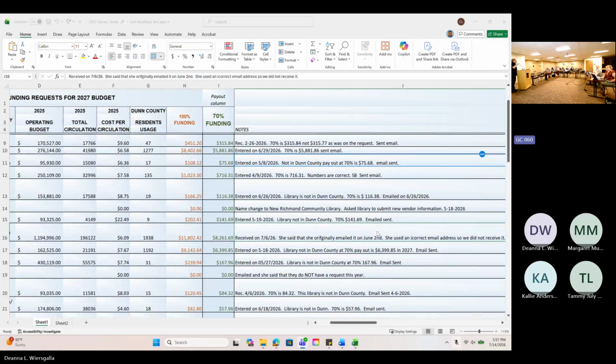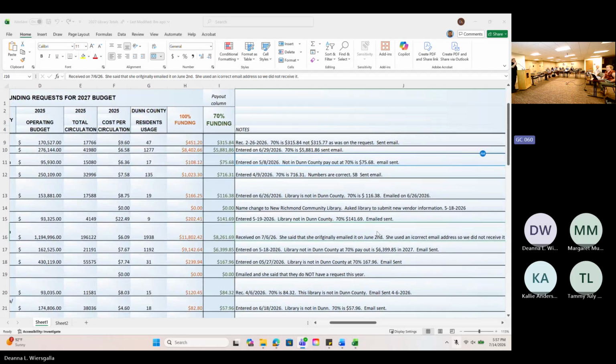on the notes so that we can help keep track that they've been notified that there was a difference in maybe what funding was requested. So you can see here in the Chippewa one, received on 7/6/26. She said she originally emailed on June 2nd. She used an incorrect email address. We did not receive it. It was an email that's never existed for Dunn County. So that's kind of the ways that we keep track of that.